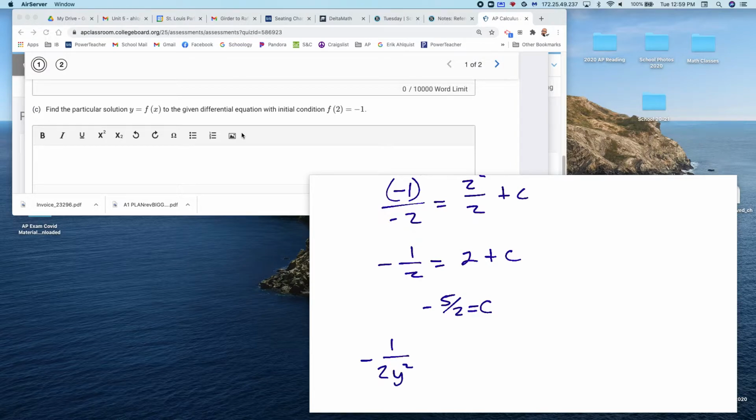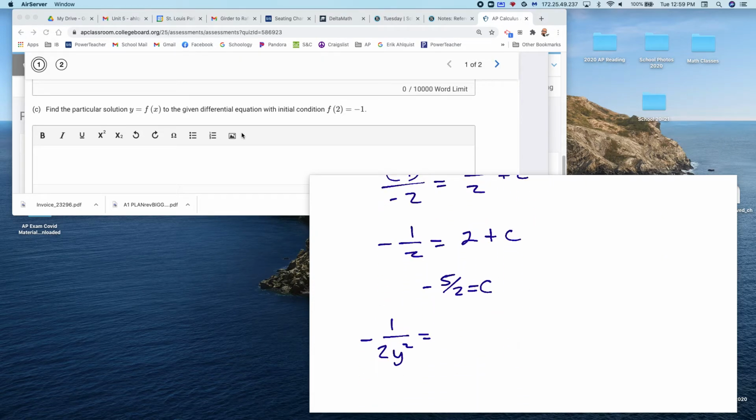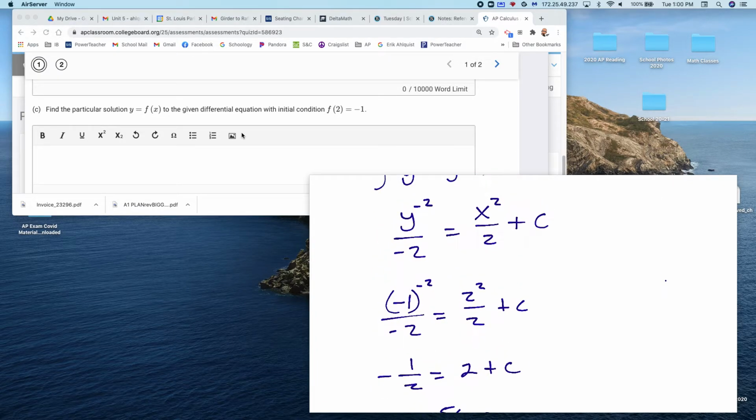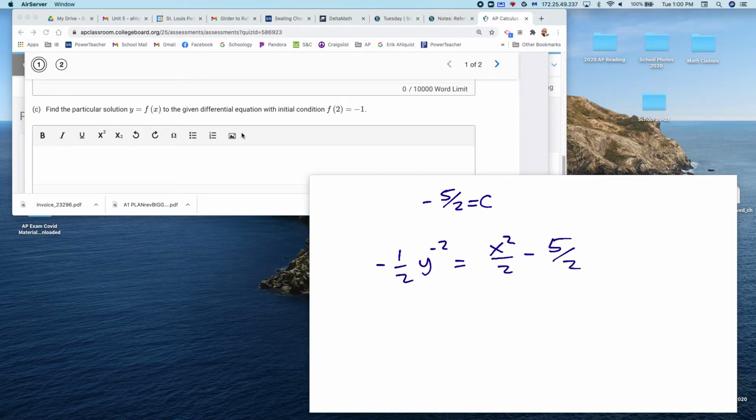If c is equal to -5/2, now what we have for an answer is -1 over 2y squared is equal to, I'm just going to leave it the way it was and simplify it off of this. So I have -1/2 y to the -2 is equal to x squared divided by 2 minus 5/2. Because if I'm going to solve this, I am going to multiply by -2.